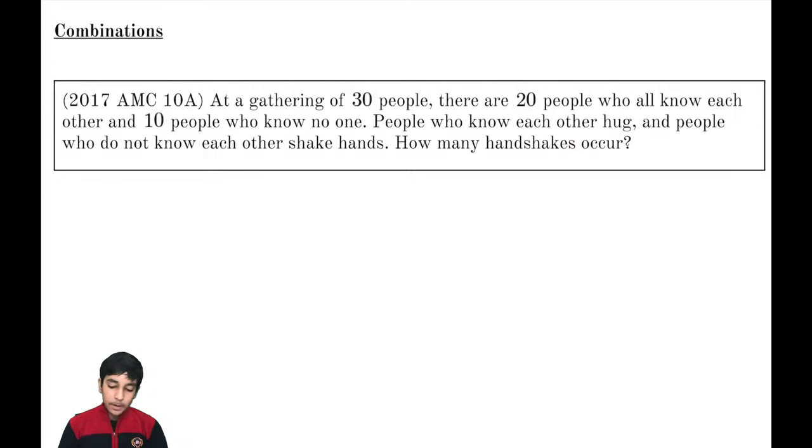At a gathering of 30 people, there are 20 people who all know each other and 10 people who know no one. People who know each other hug, and people who do not know each other shake hands. We have to find how many handshakes occur. Okay, so how can we do this?